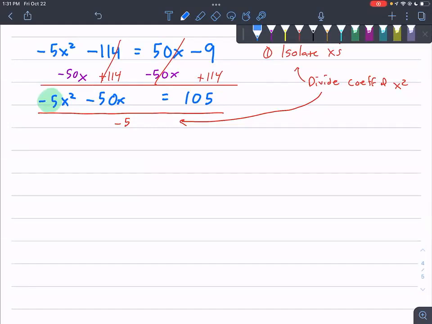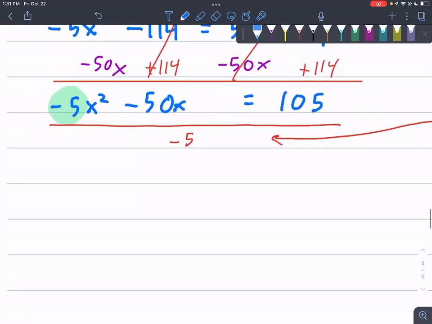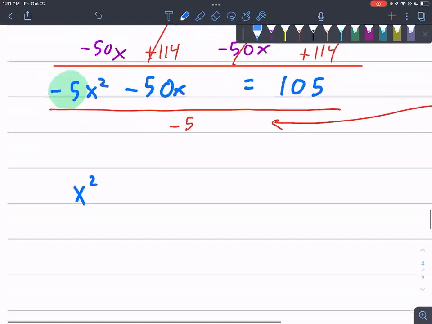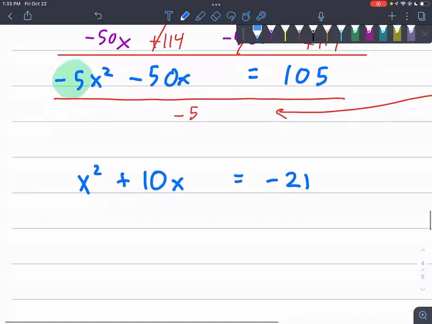Divide the coefficient of x squared. X squared, then we've got negative 50 divided by negative 5. So that's going to be positive 50 over 5. And then 105 over negative 5, negative 21. Let me know if there's any questions.